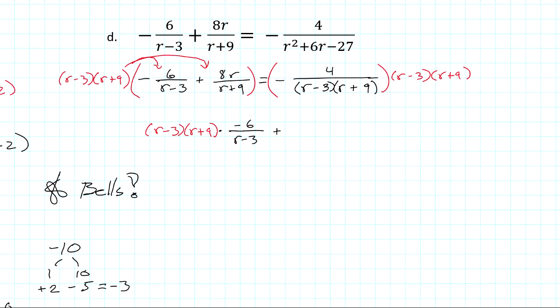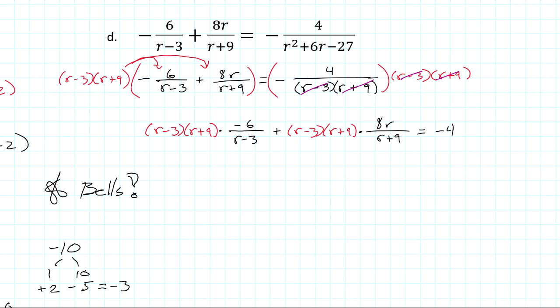And then plus r minus 3 times r plus 9 times 8r over r plus 9 equals, on the right side we can cancel right away. The r minus 3's cancel and the r plus 9's cancel, and we're left with just a minus 4 there.